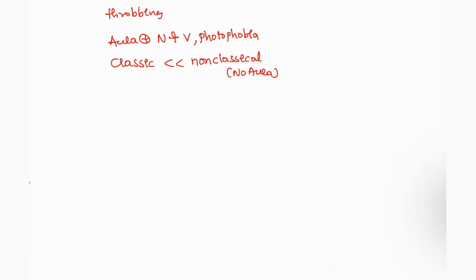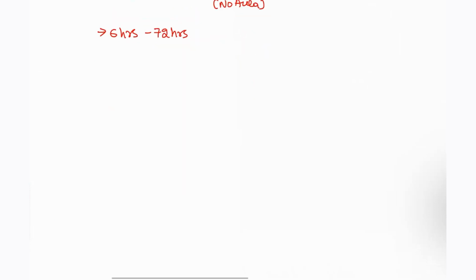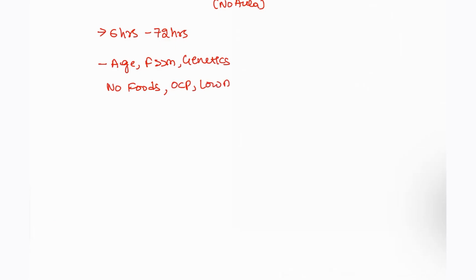And what is the duration? Usually it will be 6 hours to 72 hours. What are the aggravating factors? Age, femaleness, and also genetics, NO-associated foods, nitric oxide foods, OCPs, and anxiety, overthinking, will be associated with migraine. What is the drug of choice for this patient? Sumatriptan is the drug of choice.